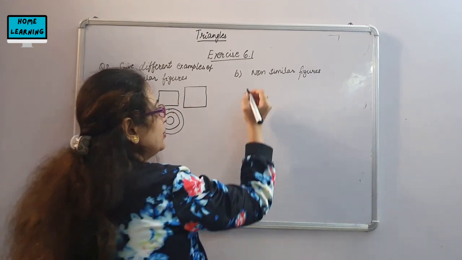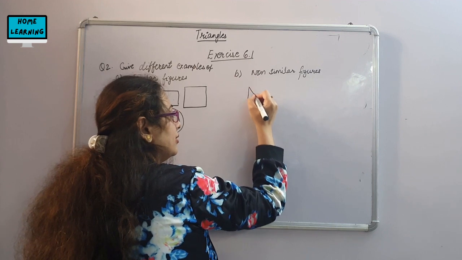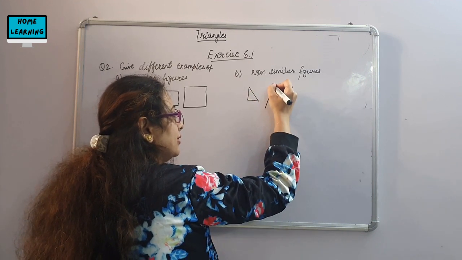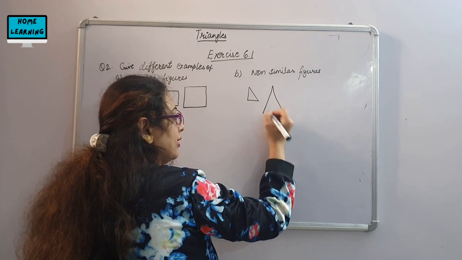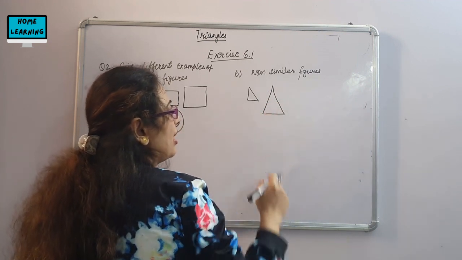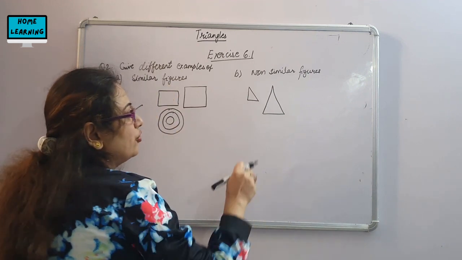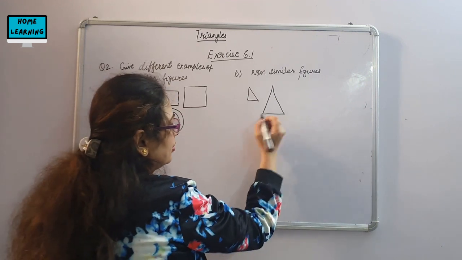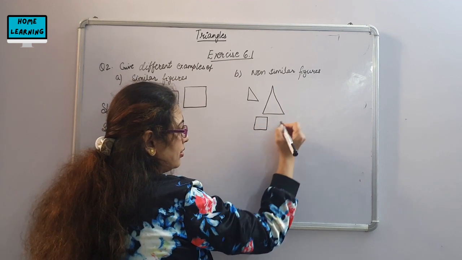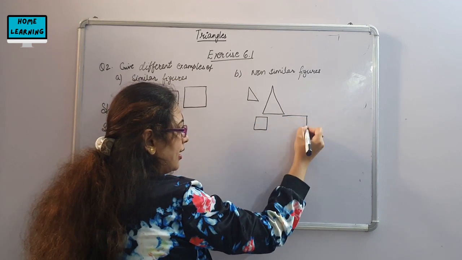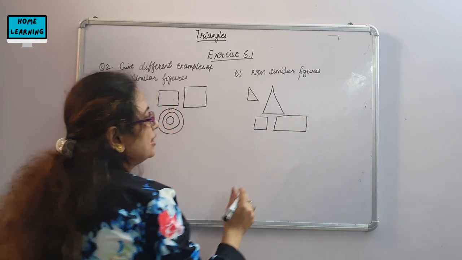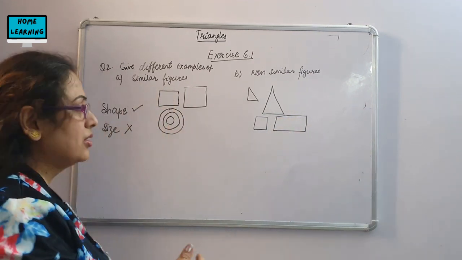Non-similar figures, you can draw a triangle like this and another like this. Because their lengths are in different proportions, therefore these are non-similar. One square and one rectangle. So these are non-similar figures.